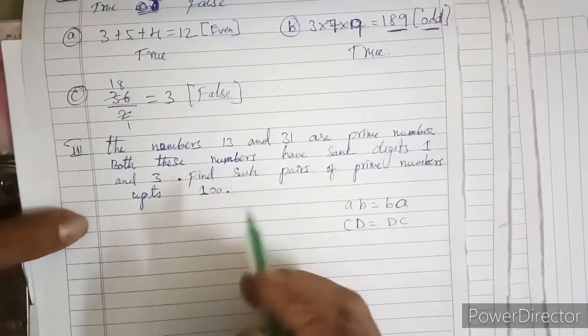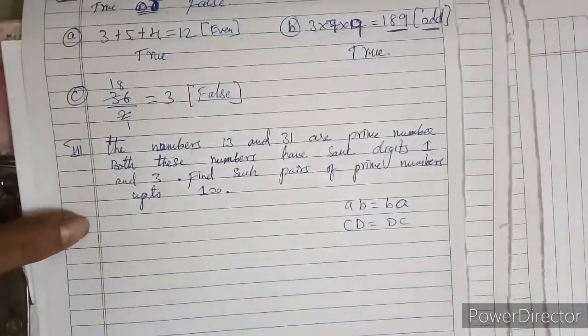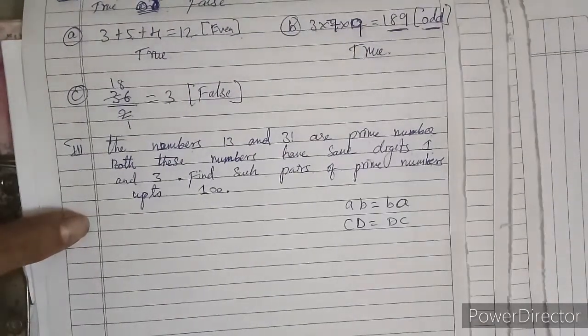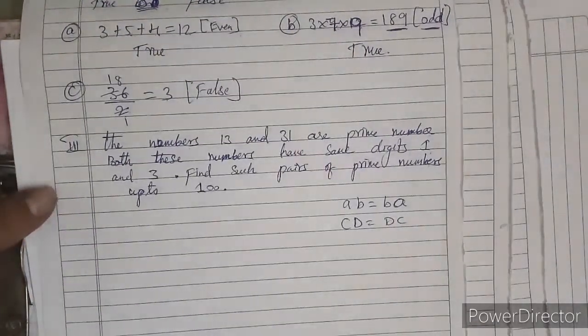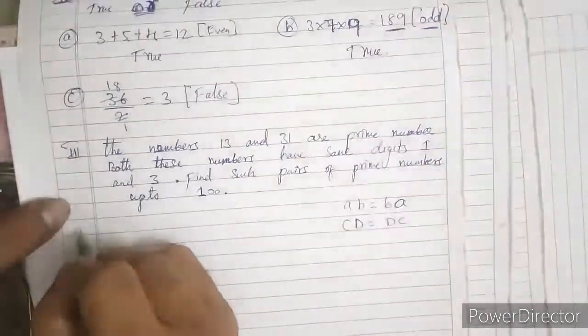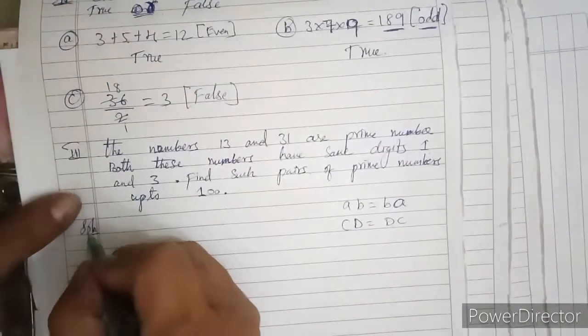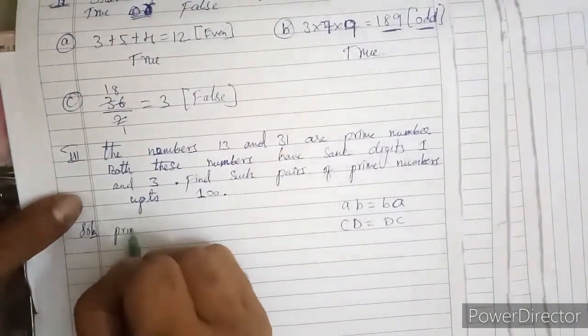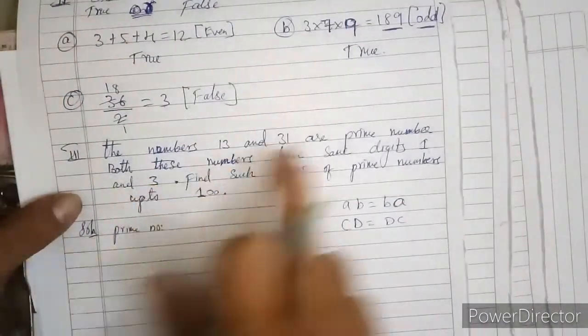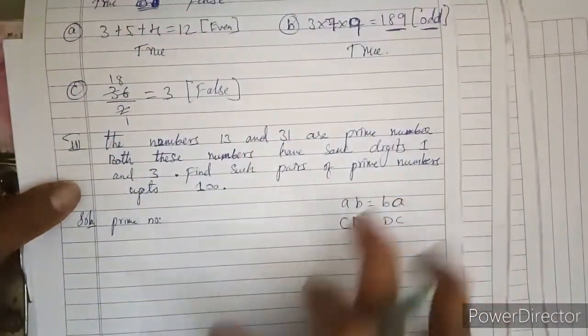Which prime numbers are there up to 100, we have to take, and exactly the similar ones should come, right? So what numbers will come? For example, which are the prime numbers that are similar to that? See, I will tell, 13 and 31 should not be taken.